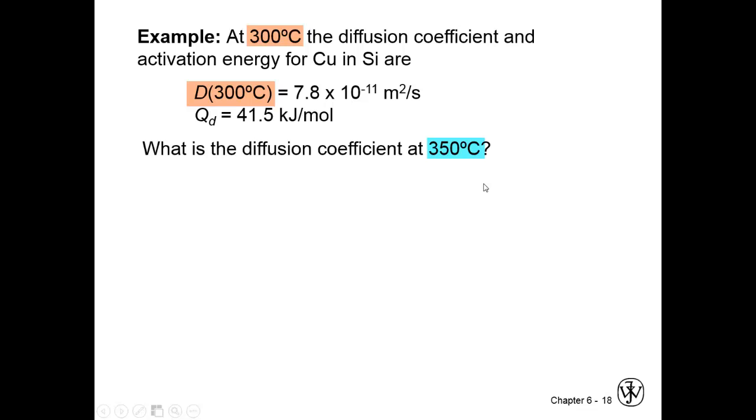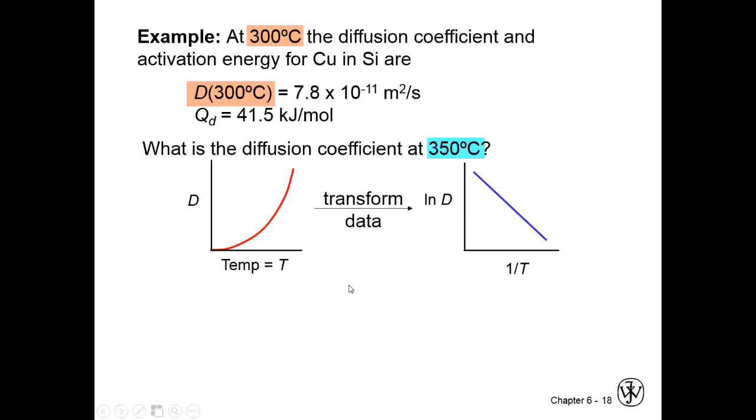So we have an example here. At 300 degrees C, the diffusion coefficient and activation energy for copper in silicon are such. What is the diffusion coefficient at 350 C? Well, I'm going to show you two ways of solving this problem using mathematically sound ways. One I would prefer, the other one I find is more confusing. So we'll start with the more confusing one, which is to take this data and transform it into linear data.